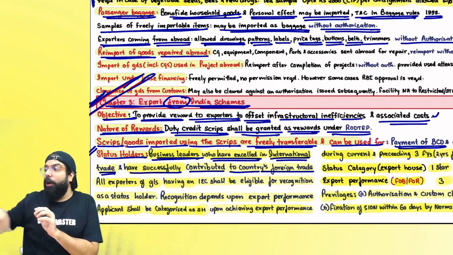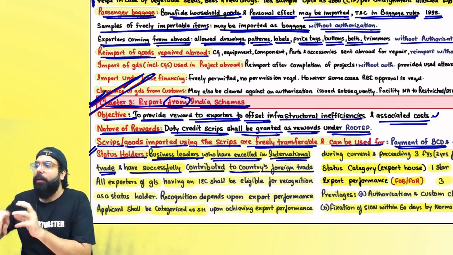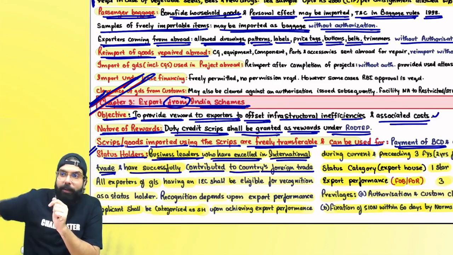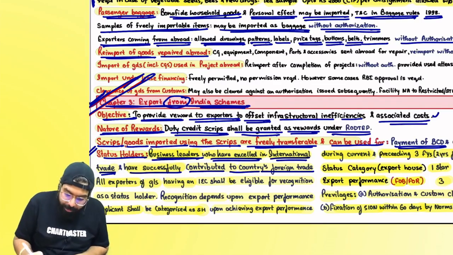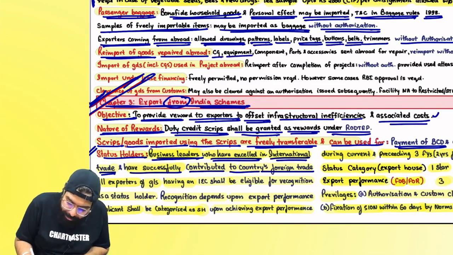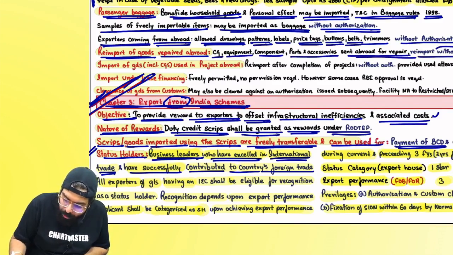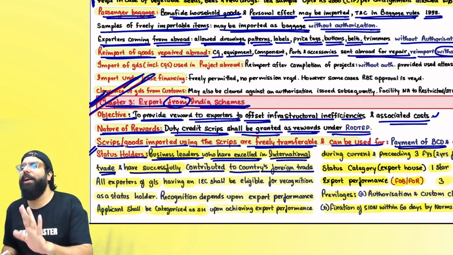Going, sir, re-importation is fresh import. You exported the goods for repair. It will come back. Re-importation is what? Fresh importation. Sir, capital goods, equipment, component, part and accessories sent abroad for repair, re-import without any authorization. Here they are telling you don't need any authorization.